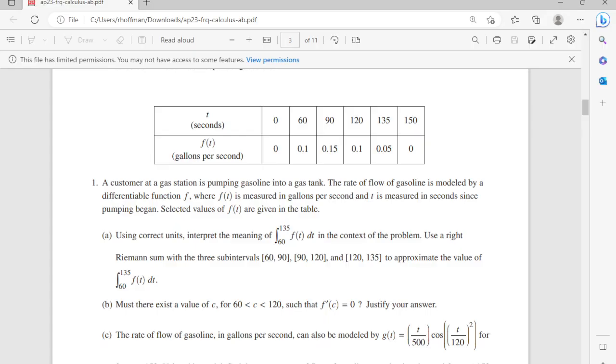Part B said, must there exist a value of C such that f prime of C equals 0? If you're looking at a problem, you want to know when the derivative equals a certain amount. If you want to know if the derivative can equal a certain amount, that should ring bells for you that, hey, this is a mean value theorem question.